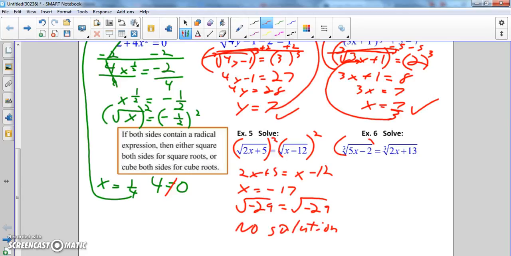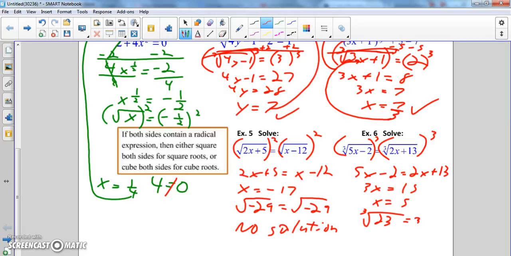Now for this one, the last one, we're going to cube both sides. When we do that, we get 5x minus 2 equals 2x plus 13. If I add 2 to both sides and subtract 2x, I end up with 3x equals 15, x equals 5. If I plug them both in, I end up with the cube root of 23 equals the cube root of 23. Check. So we're done. So this one would also be an extraneous solution because there is no solution at this point. Example 6 checks out, so we're good.